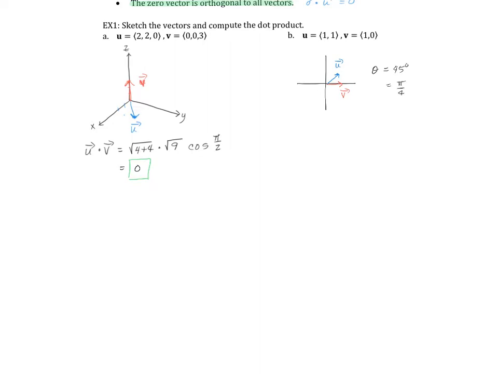So you could use either one. And the dot product of u with v is going to be equal to the magnitude of u, which is the square root of 2, times the magnitude of v, which is the square root of 1, times cosine of pi over 4, and that would be square root 2 over 2. So this is going to be the square root 2 times the square root 2 over 2, and that's 1.